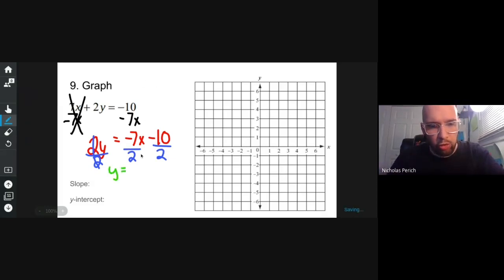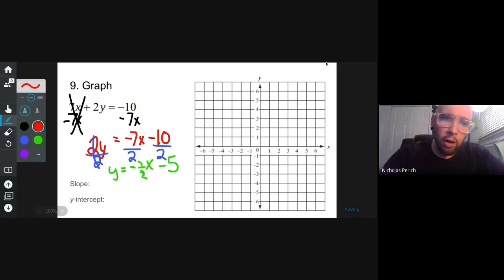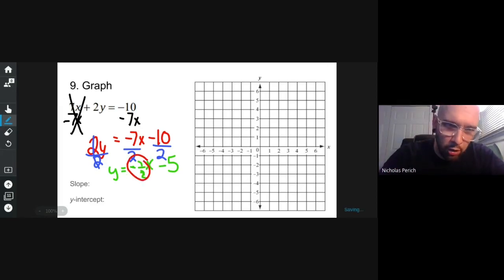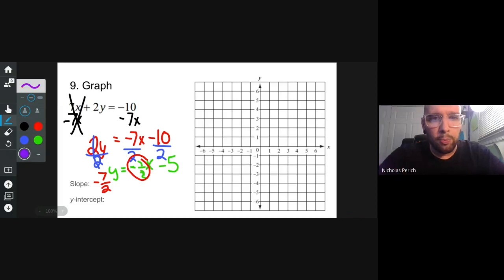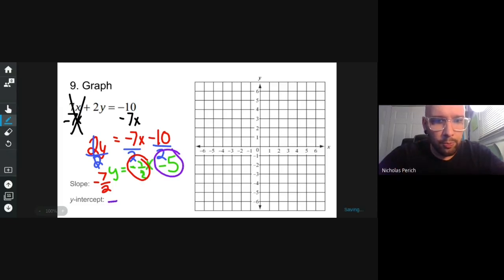So I have y equals. Does negative 7 over 2 simplify? Nope. So I'm going to write out negative 7 over 2 x. Does negative 10 over 2 simplify? Yep, to negative 5. Is y all by itself now? Sure is, which means the number in front of x is my slope. So my slope is that ugly-looking negative 7 over 2. And my y-intercept is the number floating around all by itself, which is negative 5.